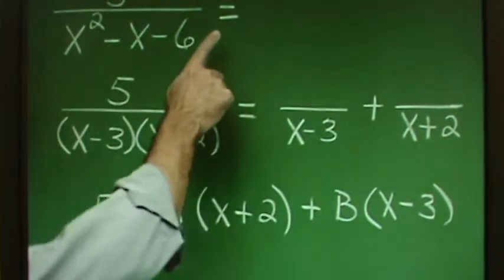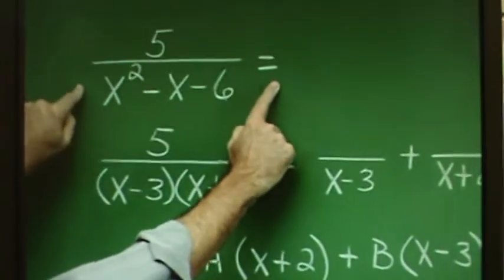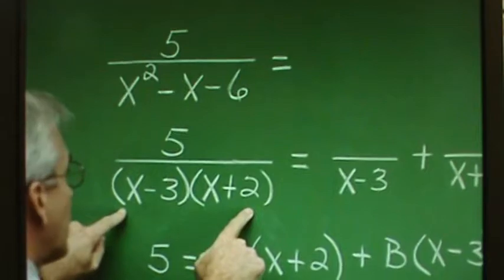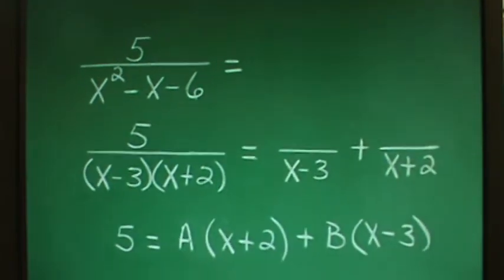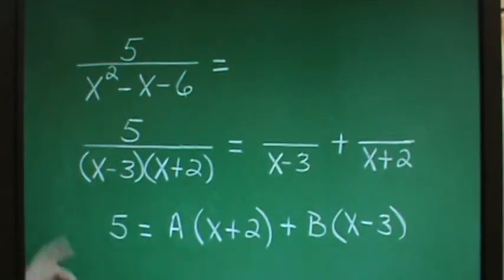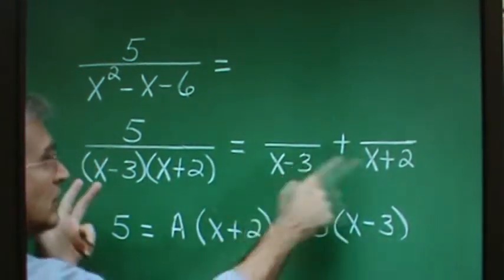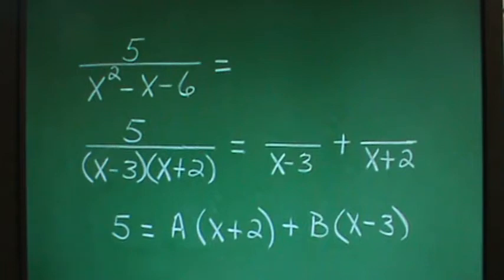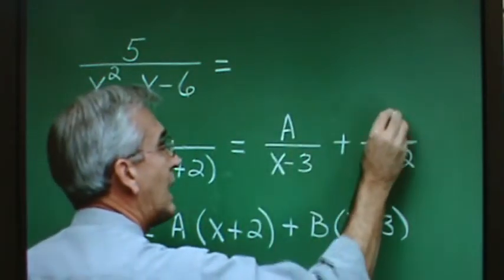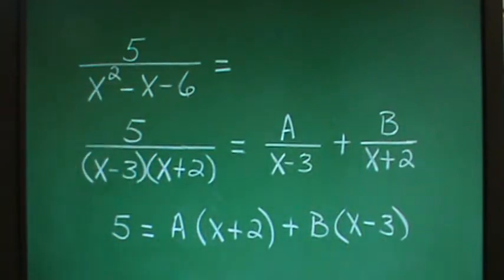We start with a fraction that might look like this, and we begin by factoring the denominator. Now, it turns out that the two partial fractions will have as denominators the separate factors that we have here. So one of them will have this factor and the other will have that factor as a denominator. Now, the trick is to identify the numerators of these fractions. We'll identify those numerators as a and b.